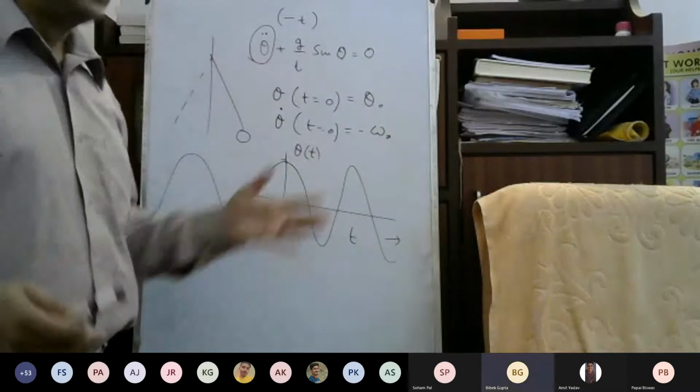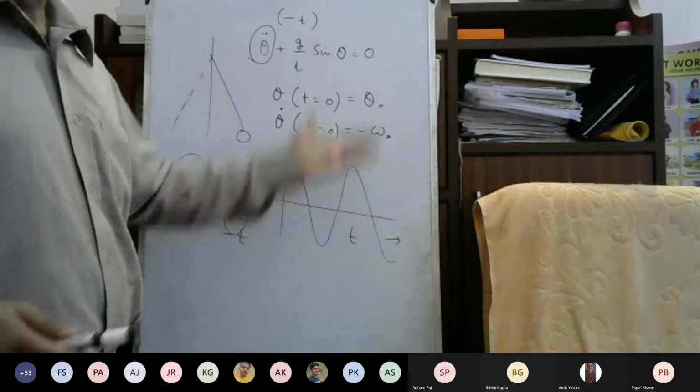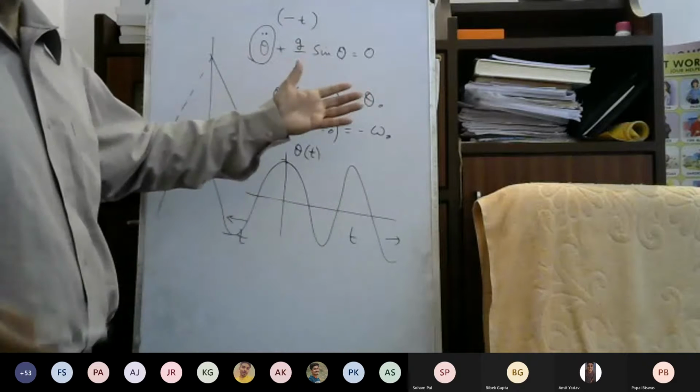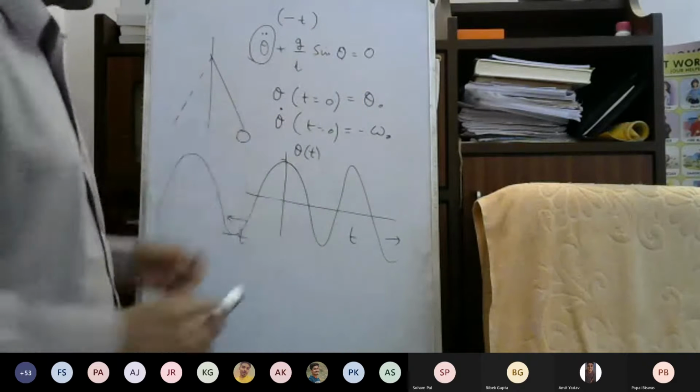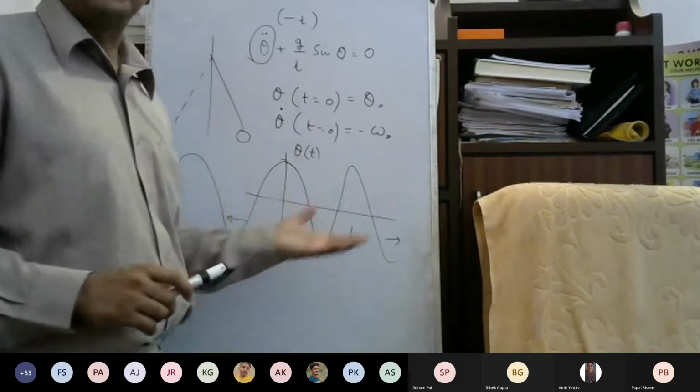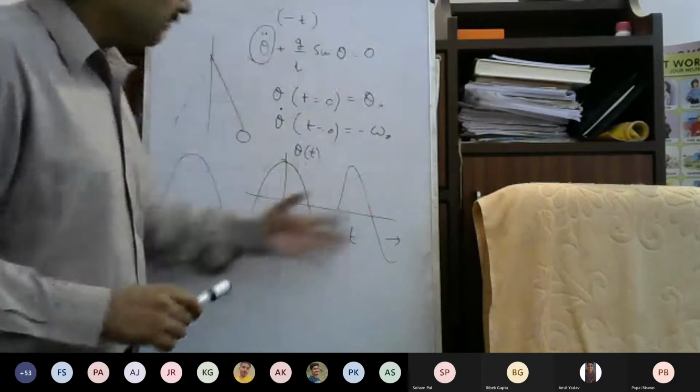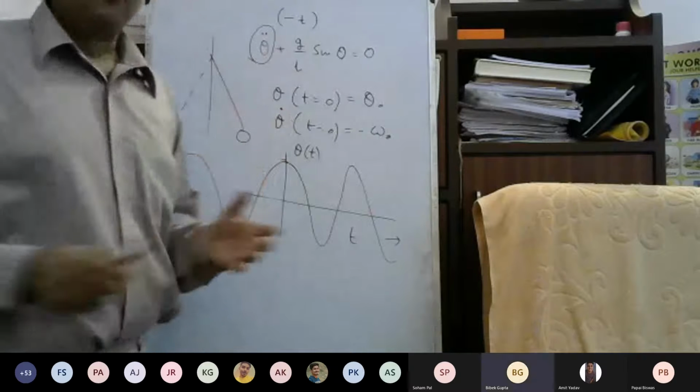I'll tell you later when this symmetry is broken, if you have damping present. So there will be damping, and I'll talk about this damping. This particular symmetry in time does not exist with damping. Without this damping, the body looks the same.